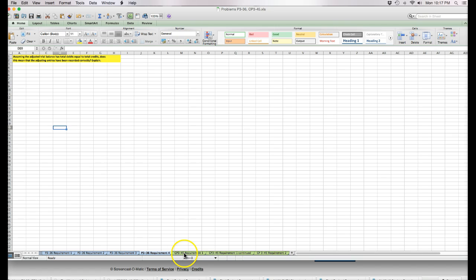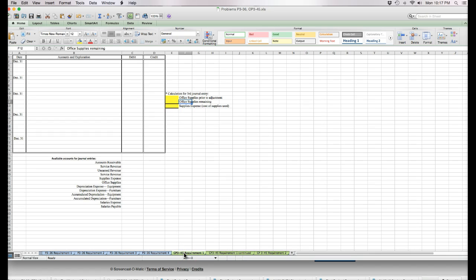Now going on to the next problem, CP 3-45, it's very similar. They give you an unadjusted trial balance. They give you the balances there. You're going to be doing 5 journal entries just like you did, but you only have to make one calculation for office supplies. Other than that, they kind of give you the information. And again, here are the available accounts that you use for those journal entries. Then you do the same thing.